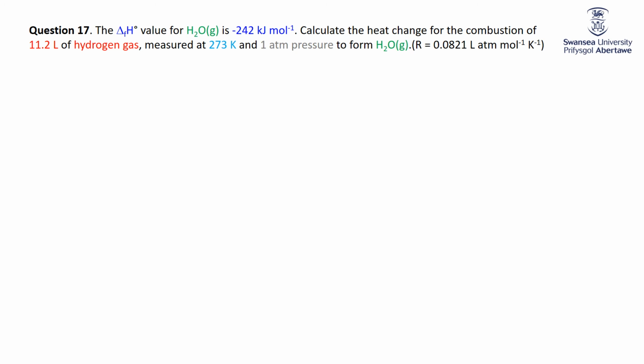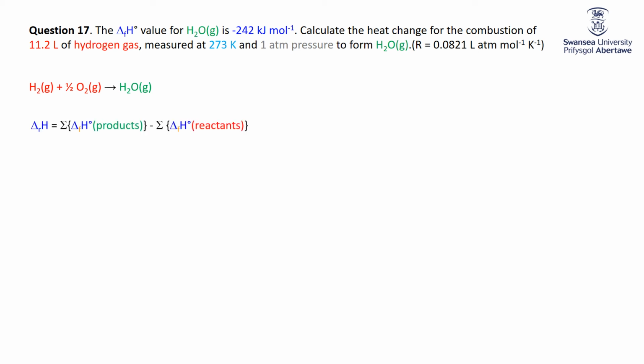Anyway, already coloured it for you. Heat of formation of H2O is minus 242 kilojoules per mole. Always good to know. Calculate the heat change for the combustion of H2 gas, hydrogen gas. Well, H2 plus a half O2 goes to H2O is the combustion of H2 gas.